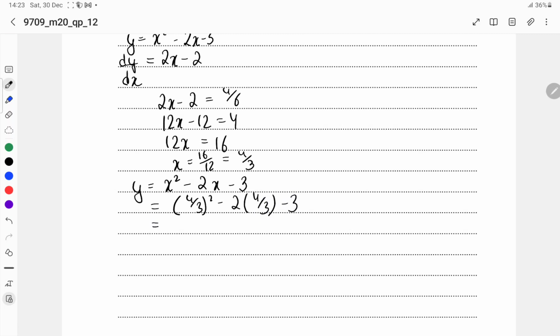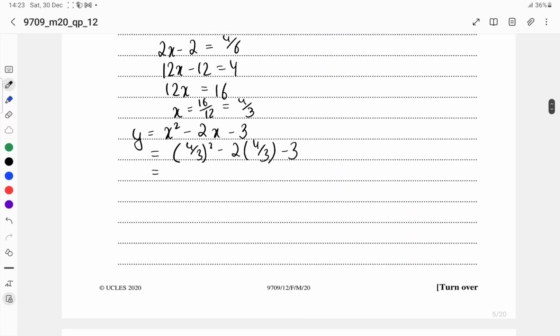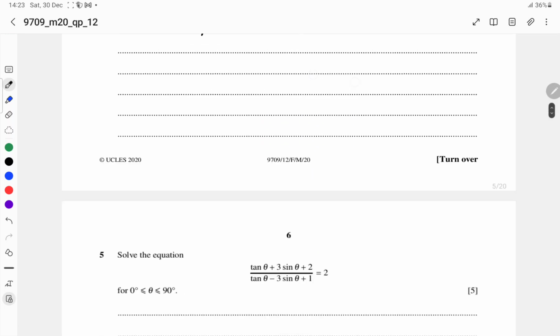So let me just put it in the calculator: 4 square over 3 square minus 2 into 4 over 3 minus 3. So we get negative 35 over 9. Am I correct? Do we need to find both x and y coordinates? We only need to find the x coordinate, so my bad. Anyway, if we had to find the y coordinate as well, we could have found it this way. Let me just erase this because it is unnecessary, as the question is not asking. So let's say therefore the x coordinate is 4 over 3, right? This is the answer.